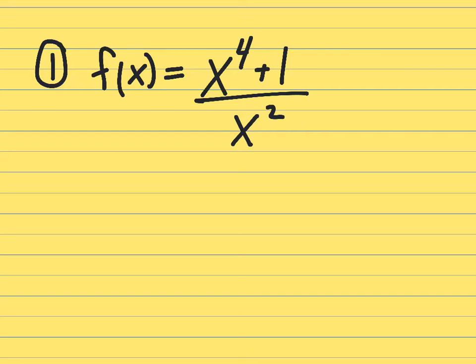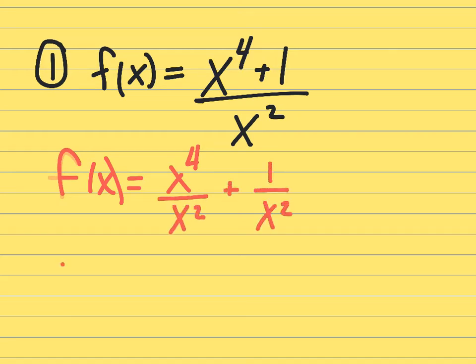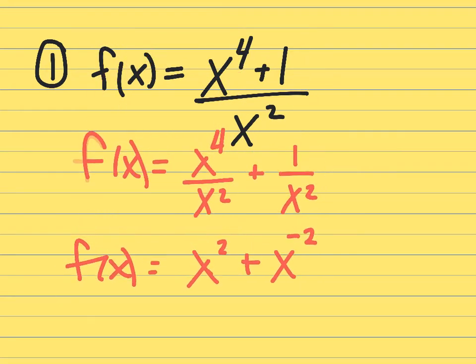So my first move, and some of us have finally got this down and some of us still haven't, when there's one term on the bottom, we want to make sure we split. So I'm going to do it in very baby steps just to make sure we're on the same page here. So I'm going to rewrite f of x. I'm going to split x to the fourth over x squared plus 1 over x squared. So this becomes just x squared plus x to the negative 2. So I've done zero calculus at this point. I just rewrote these.